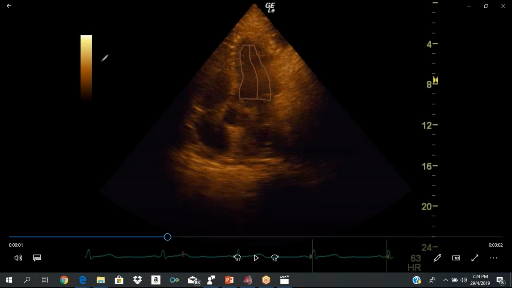Okay, and then your ejection fraction is equal to your end diastolic volume.